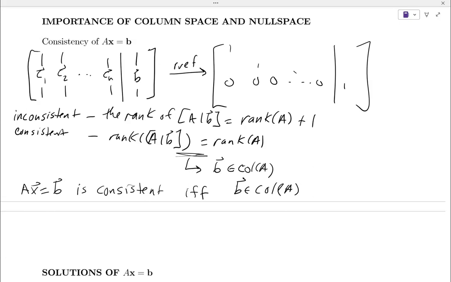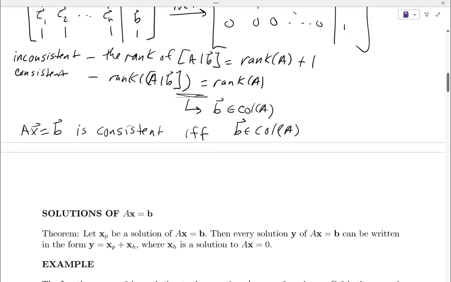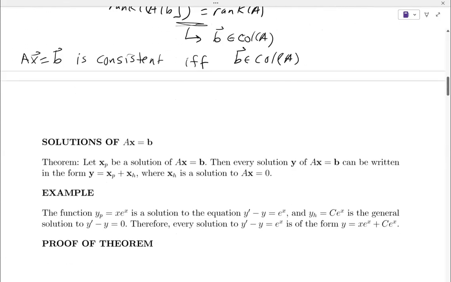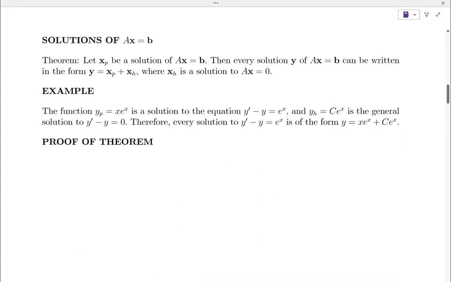All right, so if the system is consistent, that means that I can write the vector that I'm interested in as a linear combination of the columns. So then if it is consistent, what form do the solutions take? And that's what's on the next page here. And again, if you've seen differential equations, or if you're currently in differential equations, you talk about solving non-homogeneous differential equations. So let's look at the example first, and then talk about the theorem, and do the proof of the theorem.